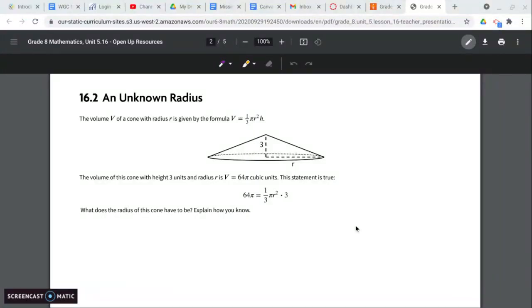All right, so an unknown radius. The volume V of a cone with radius r is given by the formula V equals 1/3 pi r squared h. Here's a picture of a cone. As such, the volume of this cone with height of 3 units and radius r is V equals 64 pi cubic units. This statement is true. So what does the radius of this cone have to be?